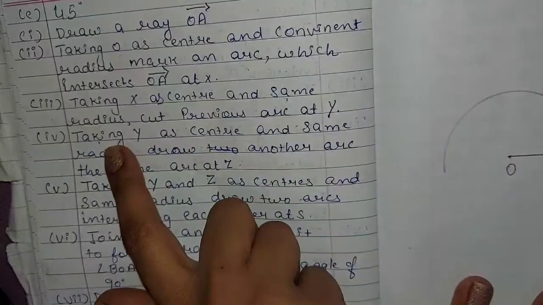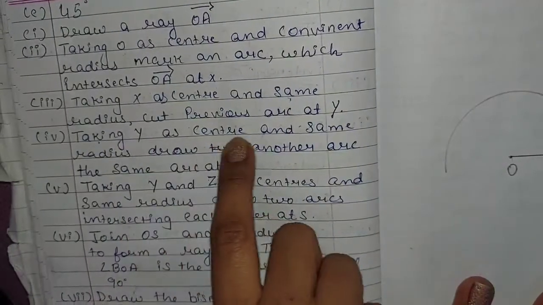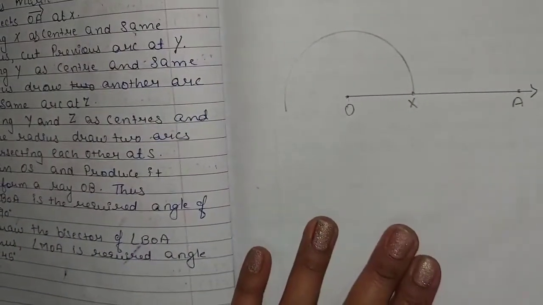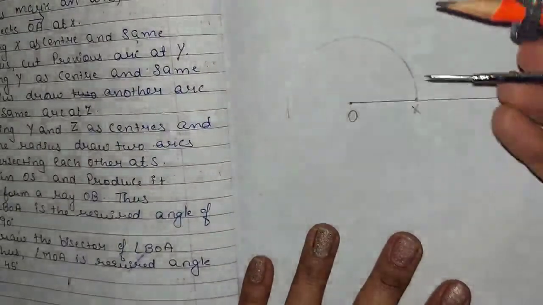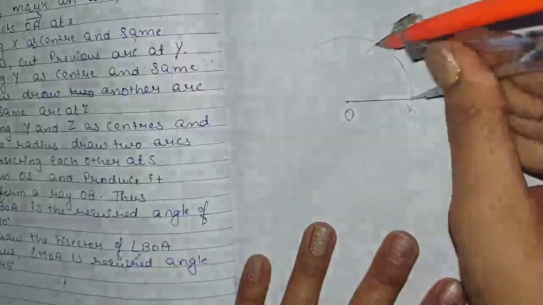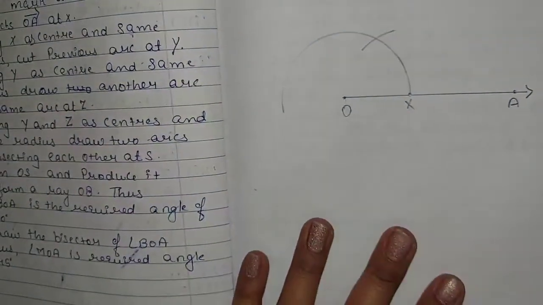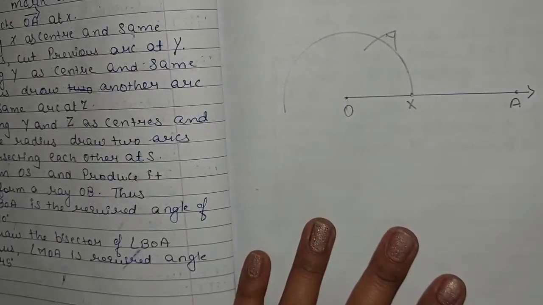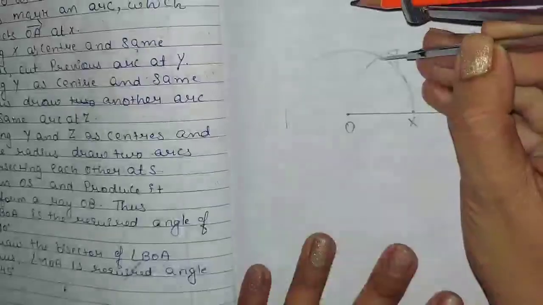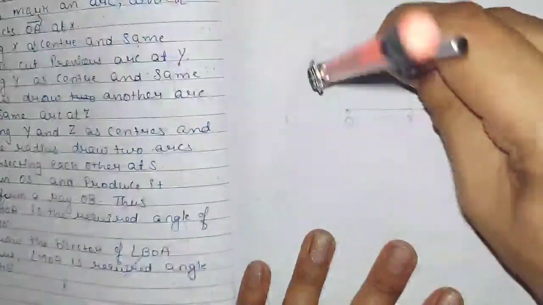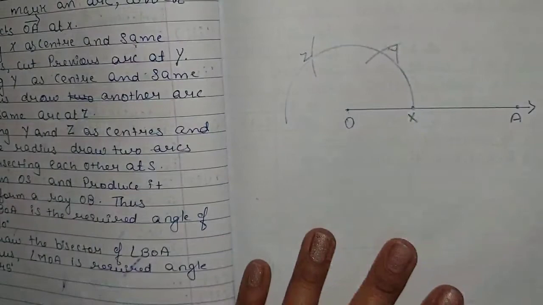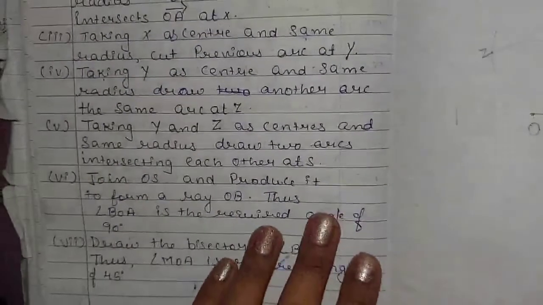Let us see next step. Taking X as center and same radius, cut previous arc at Y. And let us see another step. Taking Y as center and same radius, draw another arc at Z. So let us do these two steps in the figure. With the same opening of the compass, we have to take X as a center and make an arc and label this arc as Y. Now again with the same opening of the compass, take Y as a center, draw an arc and label this as Z. Now let us see next step.